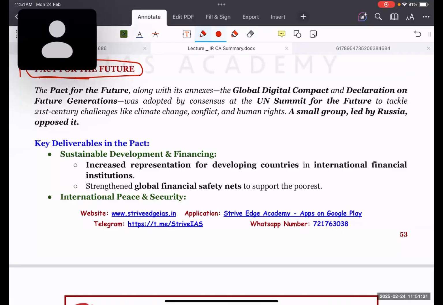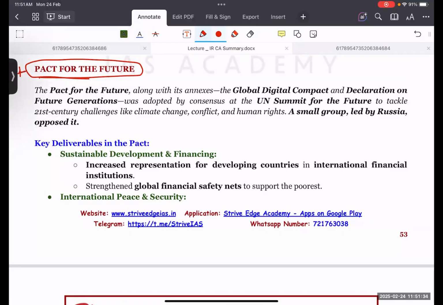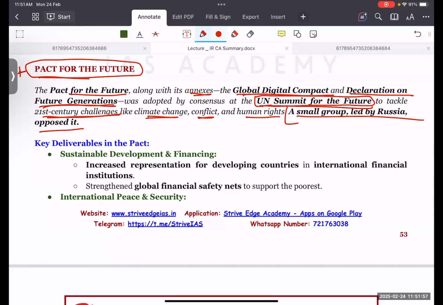So what is this initiative? The Pact for the Future is in the news because, along with its annexes, the Global Digital Compact as well as the Declaration on Future Generations, it has been adopted by consensus at the UN Summit for the Future, in order to tackle 21st century challenges like climate change, conflicts, human rights, etc. Now, a small group led by Russia has opposed it in the UN. This you have to remember.